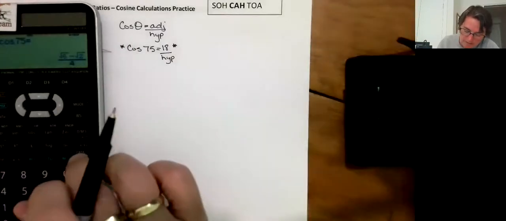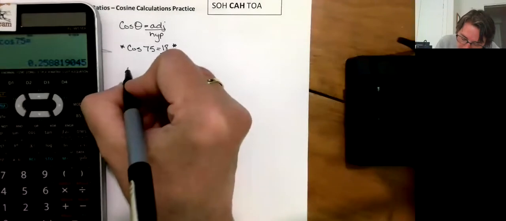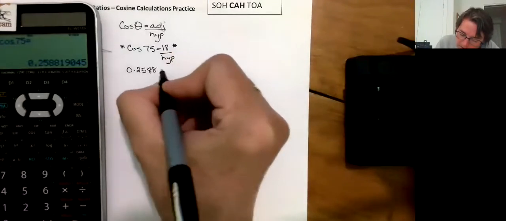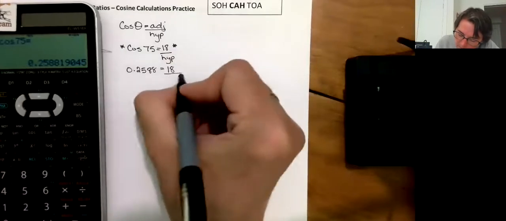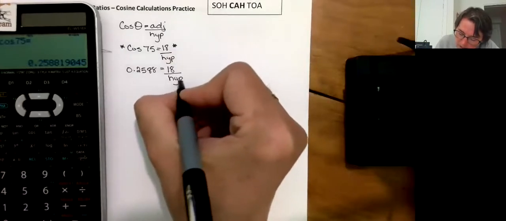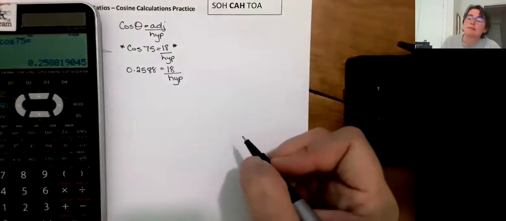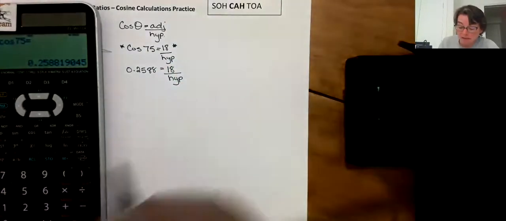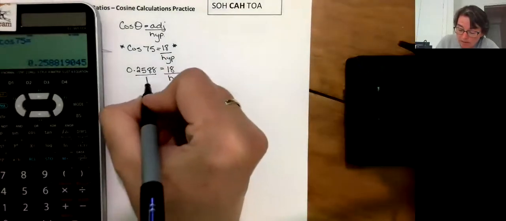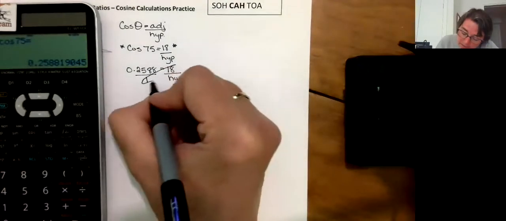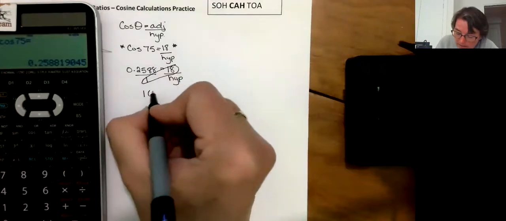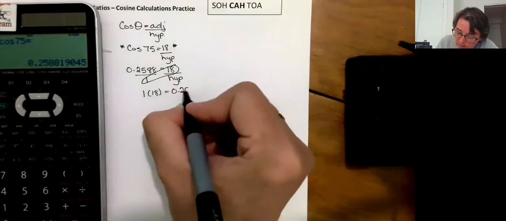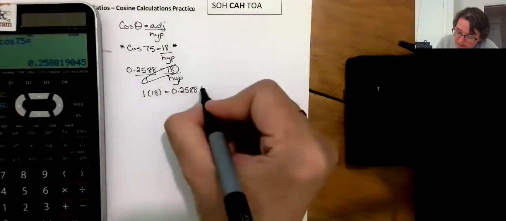Oh my goodness, look at that. There we go. 0.2588 over hypotenuse. And you should recognize by now, if you were looking for either adjacent or hypotenuse, that's going to involve cross multiplying. So there we go. 1 times 18 is equal to 0.2588 hypotenuse.